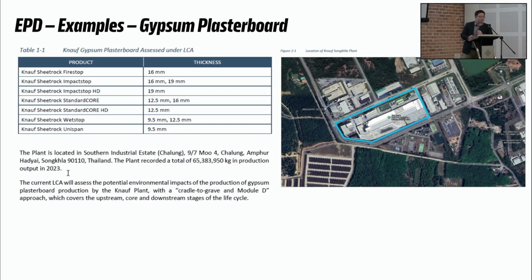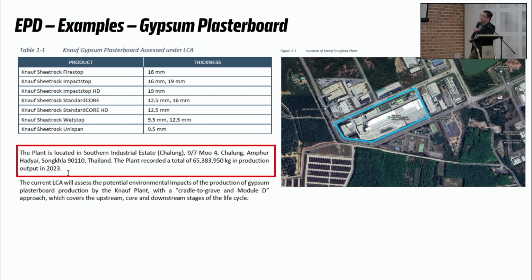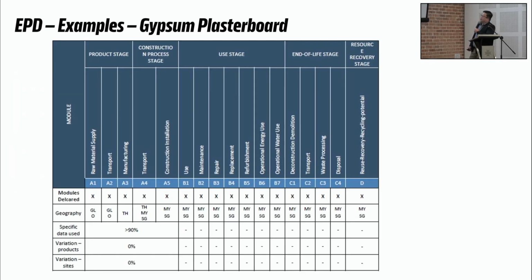Okay, now this is interesting. Let's look at this. Now this one consists of several types of board, right? And this one is produced in Thailand, supplying to Malaysia and Singapore, right? Let's look at this. The same thing, you always see this table everywhere. The moment you look at an EPD, look for this table straight away.